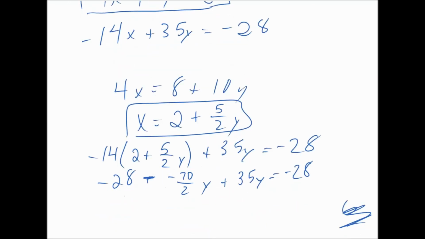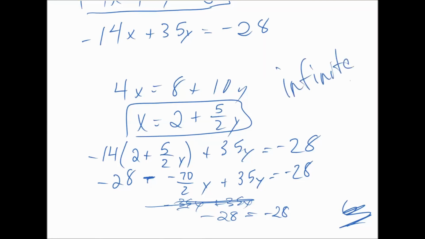Okay, so let's simplify. -70/2 is -35y plus 35y. So those two are going to cancel out again, but we're left with -28 equals -28. And in this situation, because that's true, -28 is equal to -28, this is a situation in which there are an infinite number of solutions.